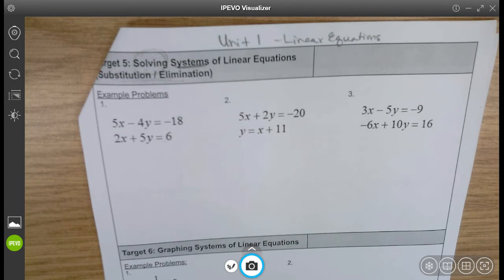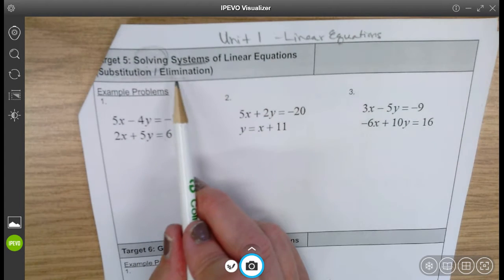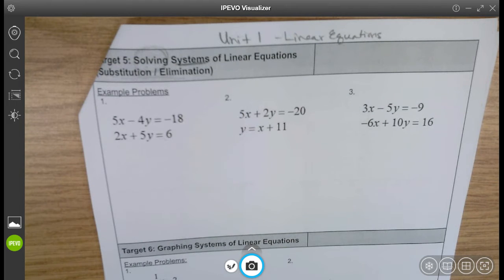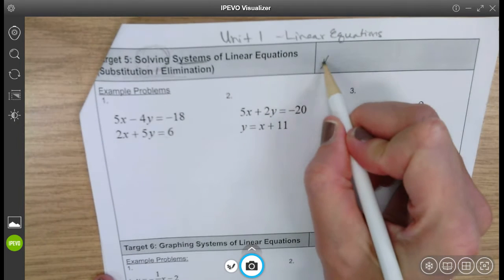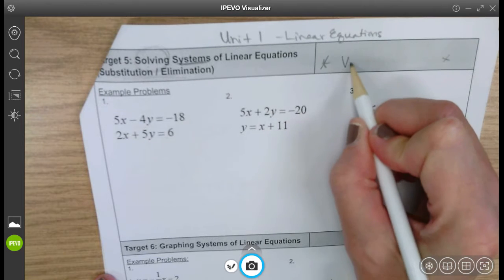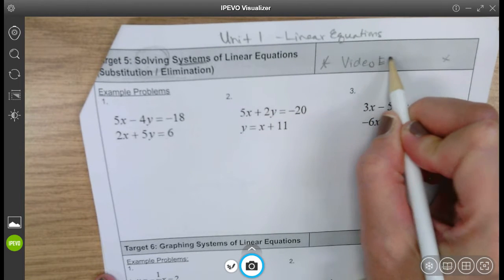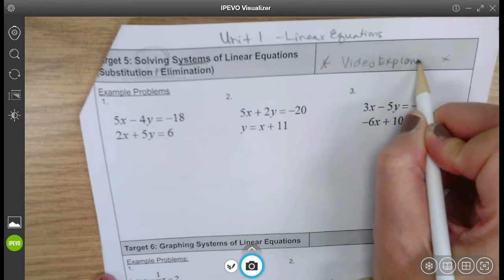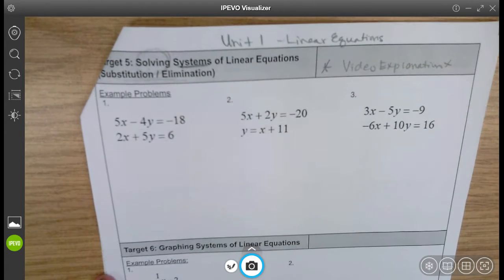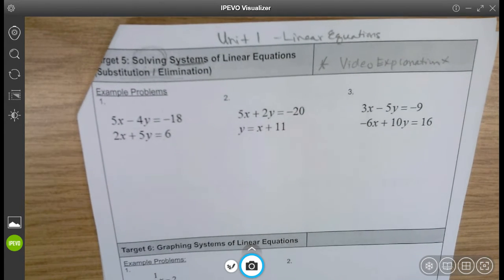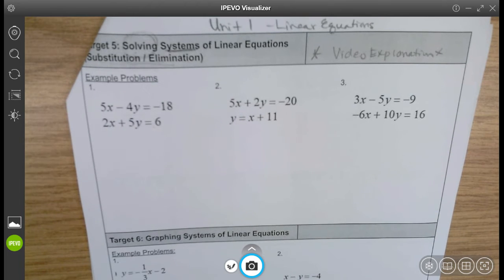There's a lot of different ways to do this: substitution, elimination, graphing. Those are the most common ways. I'm going to try to show you everything but the graphing one, and then I'll do the graphing in a different video. When I'm done, I will post it in the same document. You'll see the words video explanation. I will hot link it right there, and then you can look at it whenever you need. All right, let's go to the first one.